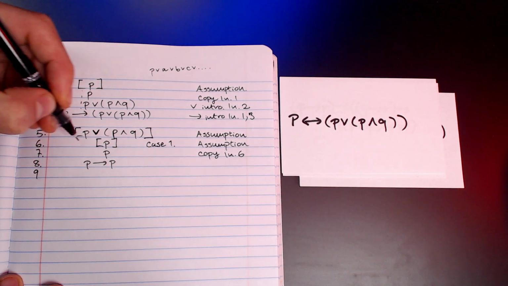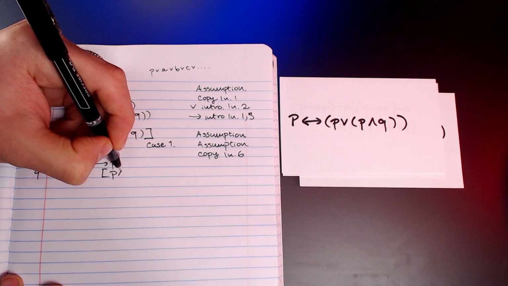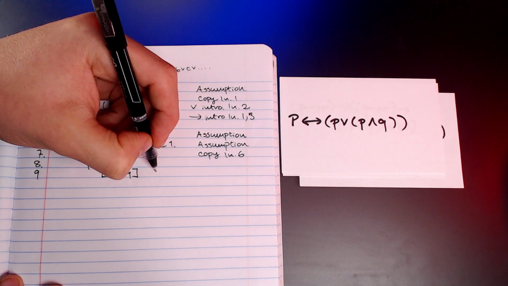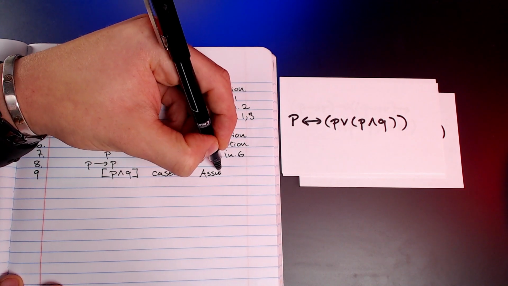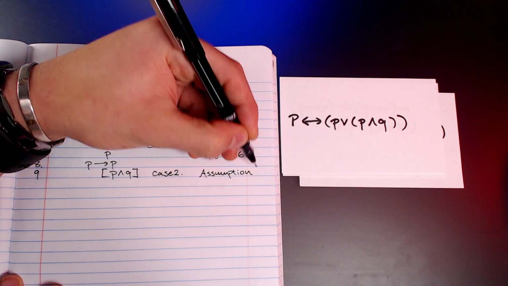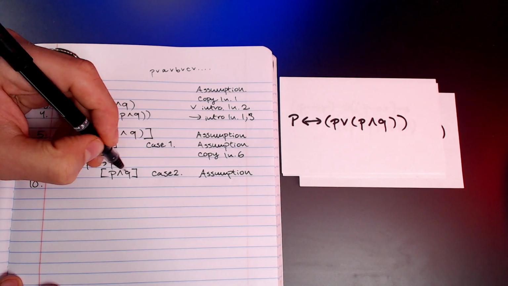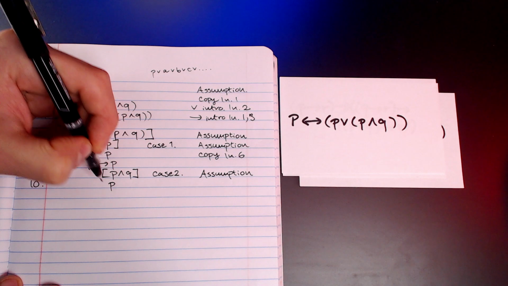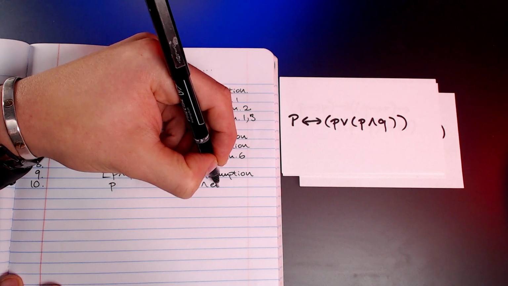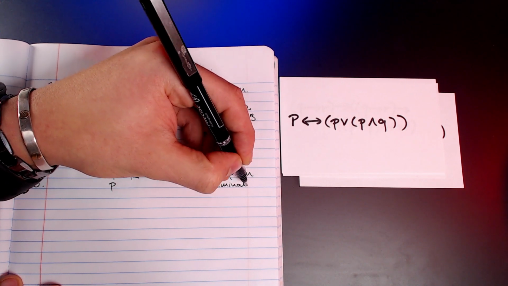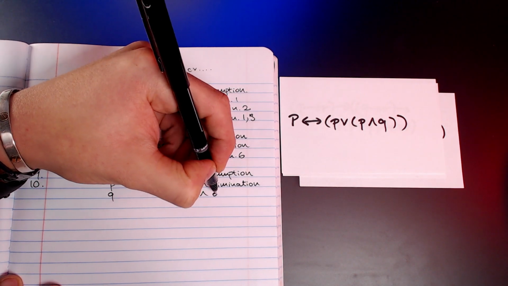Now let's do the second half. What if this part is true? P and Q is true. That would be our second case, and that's our assumption. Now if that's true, we know they're both true, so we can just say P is true, and that's an and elimination. And Q is also true, which is an and elimination.